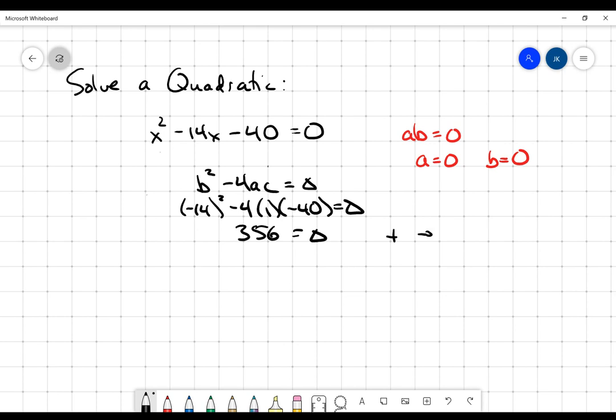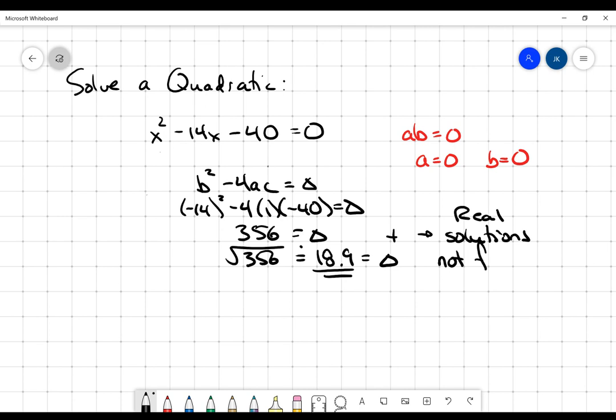Now, that's good, because it's positive, that means I'm going to get real solutions. Okay, I should probably write that up here. I'm going to get real solutions. Now, if I try to take the square root of that, I get an answer that is approximately 18.9. Now, because that is a fractional number, it's not a perfect square root. This means this is going to be not factorable. Okay, I'm not going to be able to easily just figure that out here.